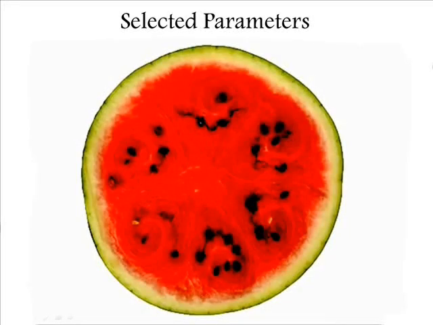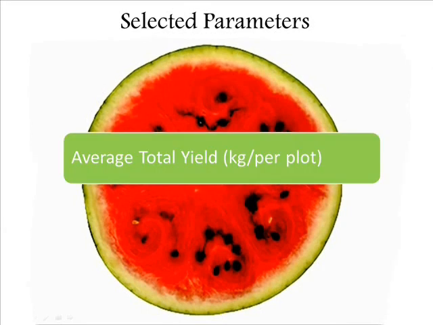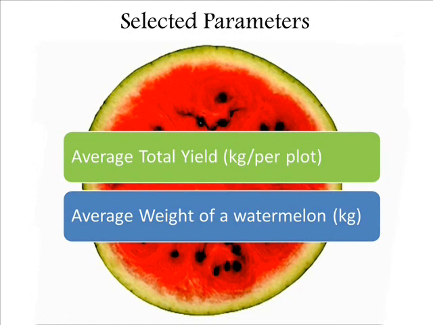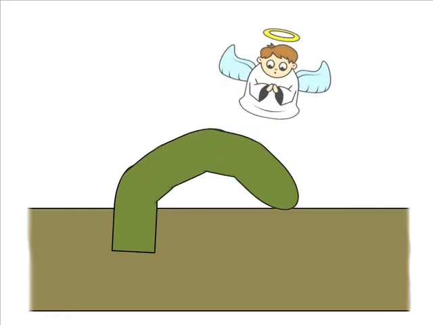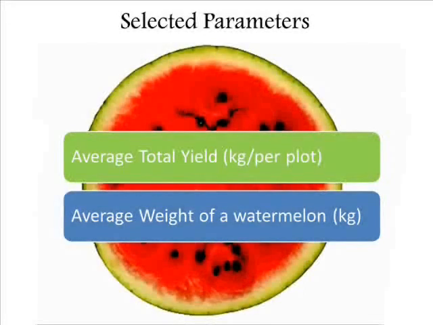The parameters we will measure are, first, the average total yield of all watermelons in a plot, and second, the average weight of one single watermelon. These two parameters differ as there is no guarantee all watermelon seedlings can survive and grow. These parameters reflect the potential total profit and per watermelon profit for the farmer.